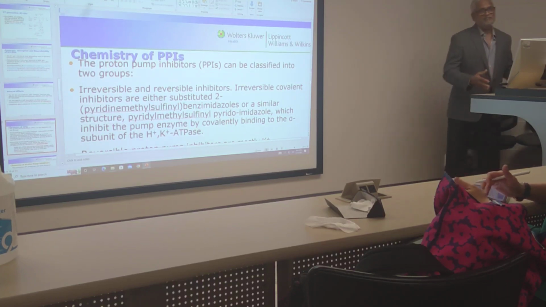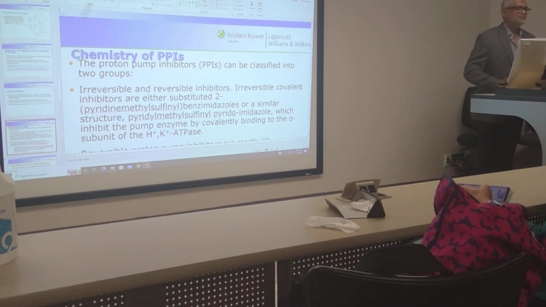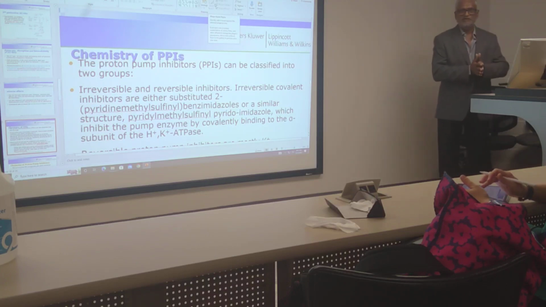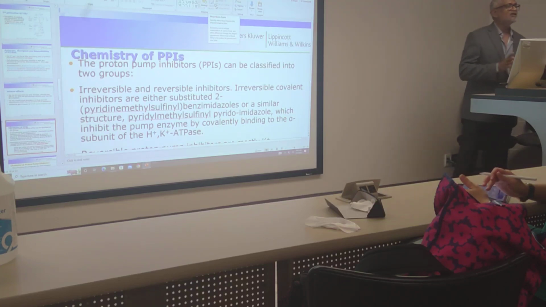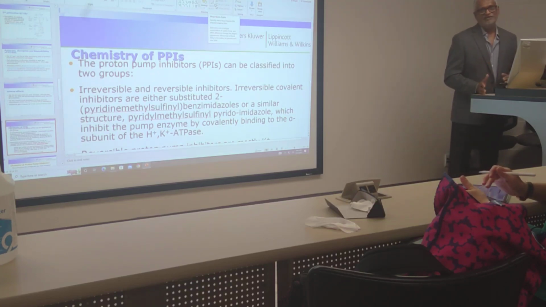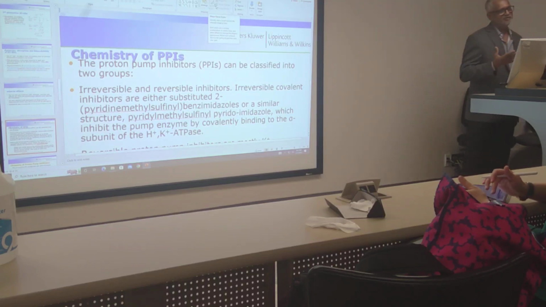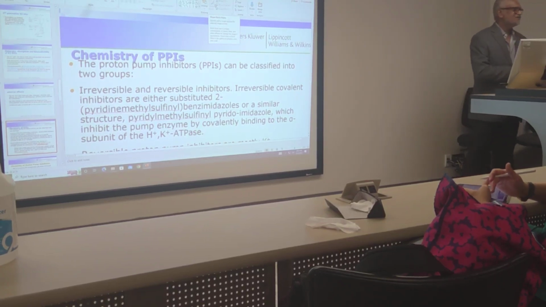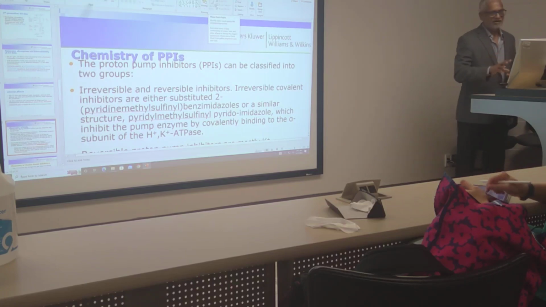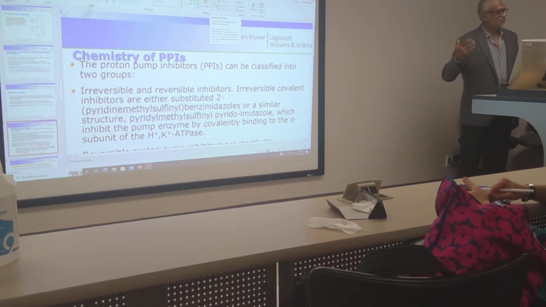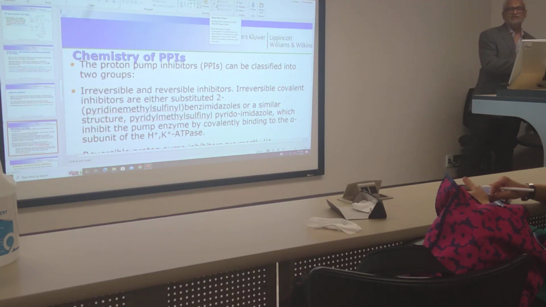The PPIs, as I mentioned earlier, unlike H2RAs, are irreversible inhibitors. Once they bind to the proton pump, the pump becomes non-functional for its life. So a new proton pump needs to be synthesized. Remember the molecular biology you studied: there should be a signal which activates the gene for the production of proton pump mRNA. Then it needs to go to protein synthesis, which will make the new proton pump.